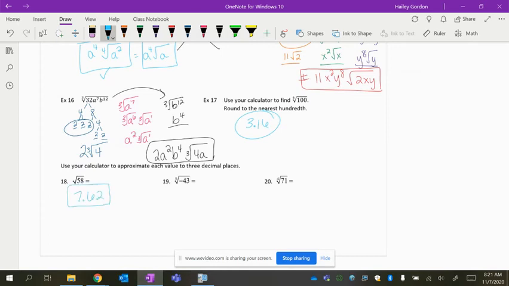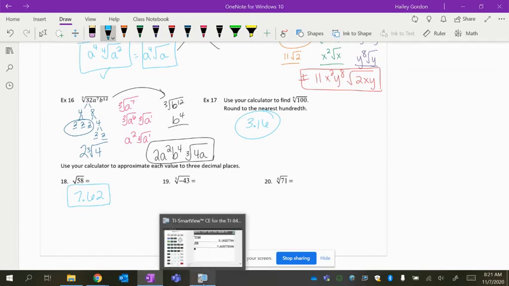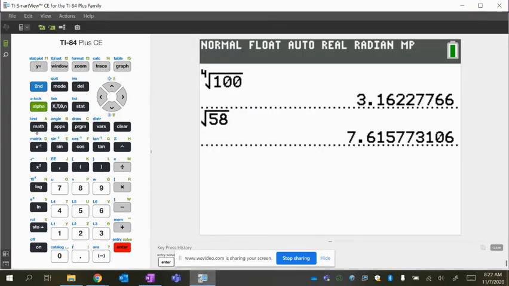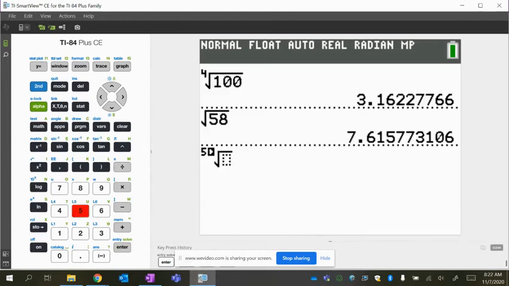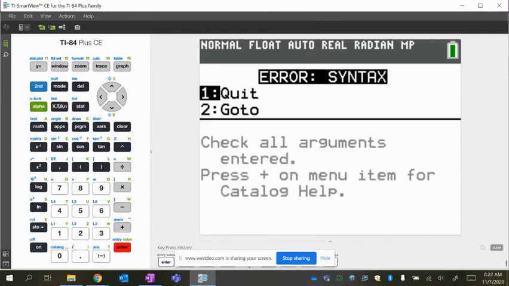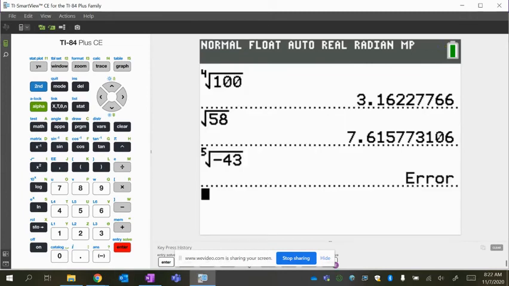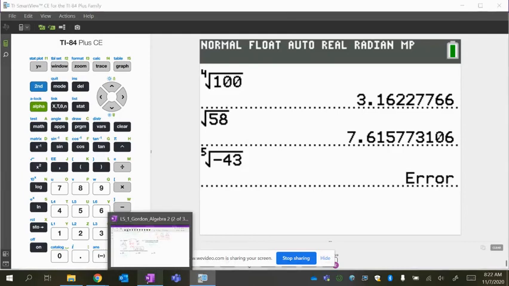On the next one, okay, if we typed in the fifth root of negative 43, we hit our math, we go down to number 5, we take 5 and then negative 43 and hit enter. We get an error, right? Well, hopefully we're realizing where that's coming from. It says check all arguments entered, press plus on the menu item for catalog help. So essentially we have this syntax error, and that means that we can't do it. Okay, but we can still get an answer.